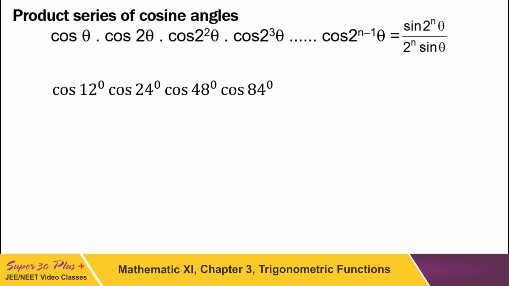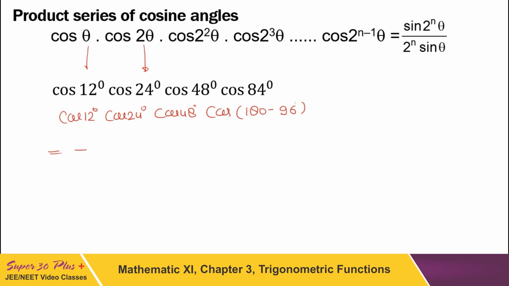Now we are going to compare this. It is theta. It is 2 theta, yes. It is 4 theta, yes. But it is not 8 theta. Then we can write it like this: cos 12 degree, cos 24 degree, cos 48 degree. And as we know, we can write cos 84 as cos of 180 minus 96. 180 minus 96 is 84, and by applying the formula cos of 180 minus theta, we can say it is minus cos theta.